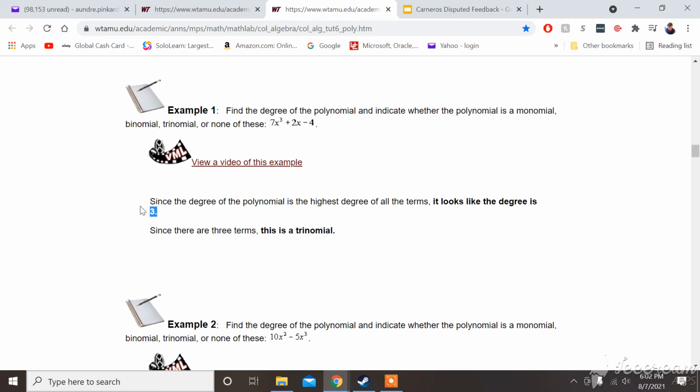The highest number you see above a variable is going to be the degree of the polynomial. And since there are three terms, this is a trinomial.